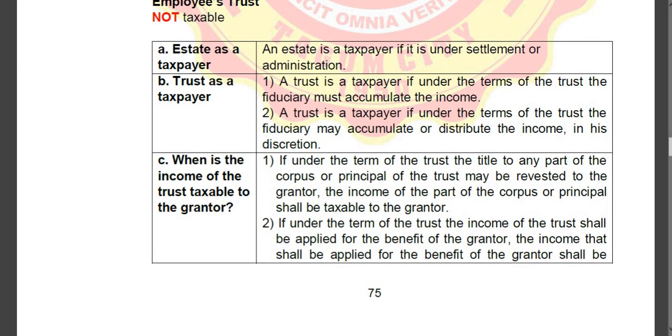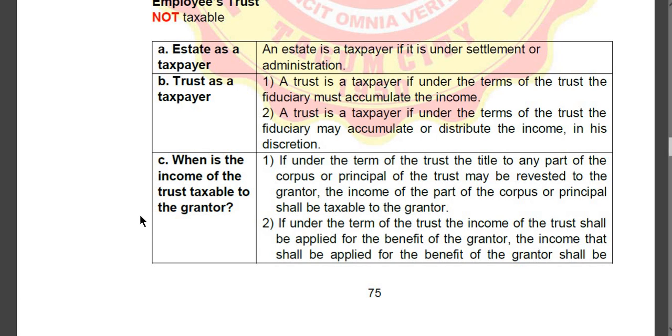Estate as a taxpayer. An estate is a taxpayer if it is under settlement or administration. Trust as a taxpayer. A trust is a taxpayer if under the terms of the trust, the fiduciary must accumulate the income or the fiduciary may accumulate or distribute the income in his discretion. So in these cases, a trust is or will be a taxpayer.